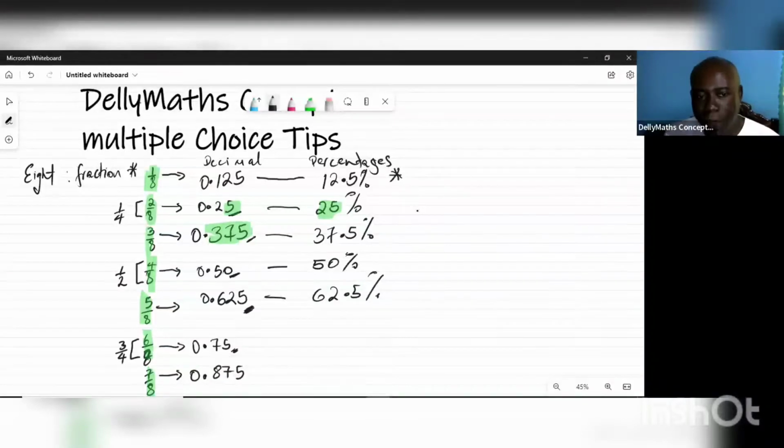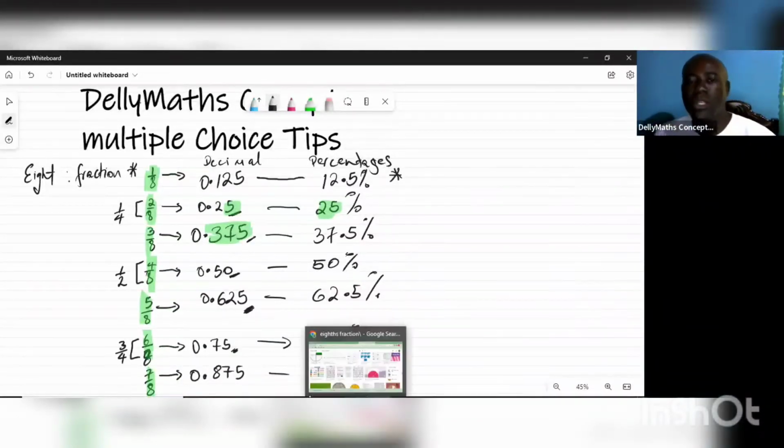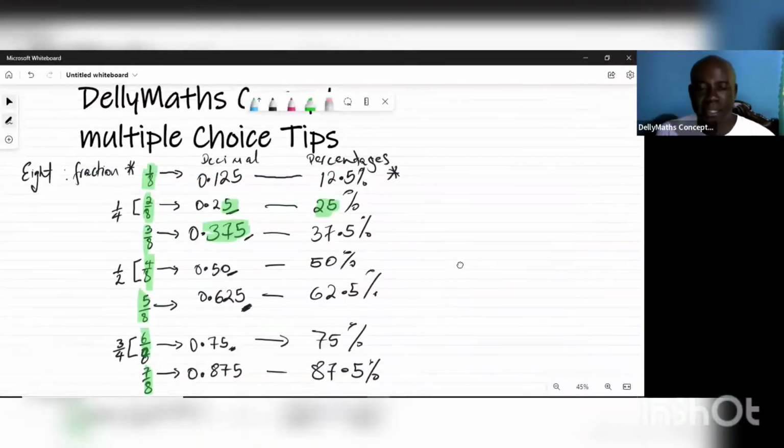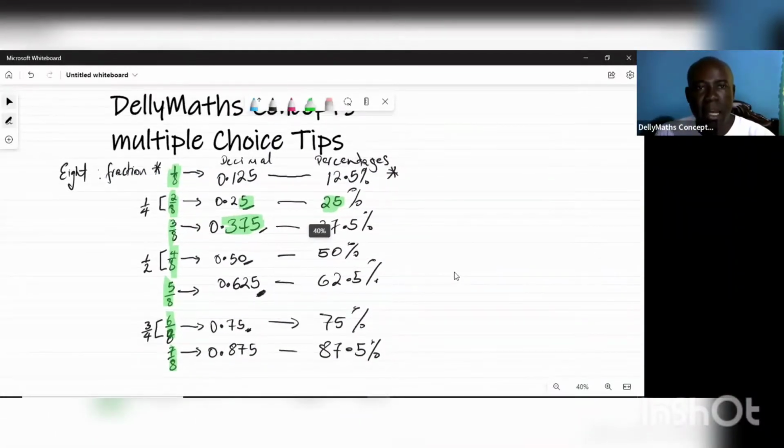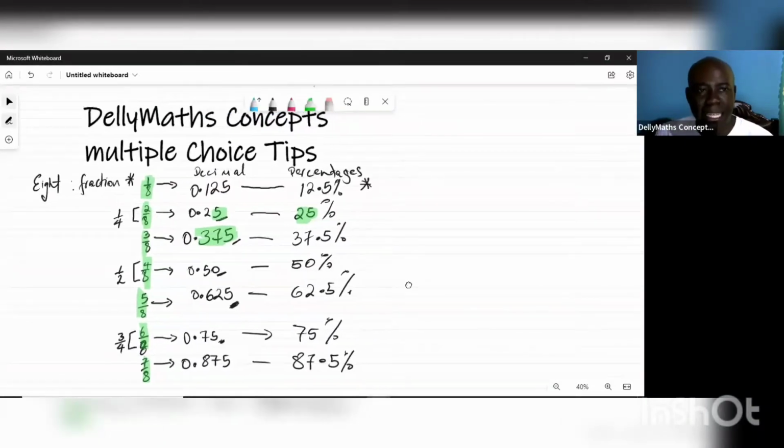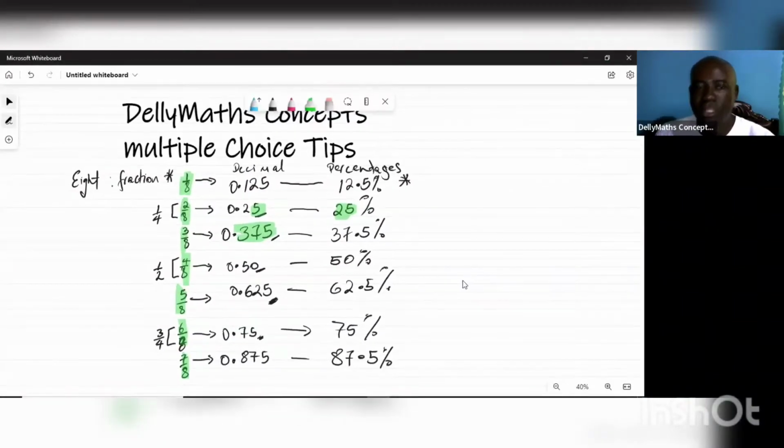Look at the relationship. 75%. Lastly, 87.5%. So these are the percentages for the 8s. Some of them, you know them already. The others, you can easily add using your 1/8 to go through. I highlighted the 1/8 because of 12.5%. Outside of 50%, 75%, they love to use 12.5% as well.